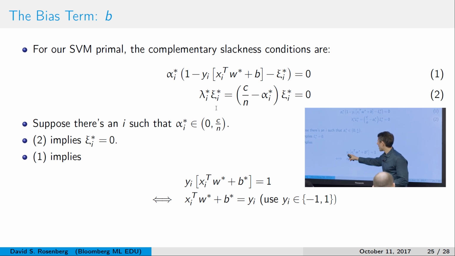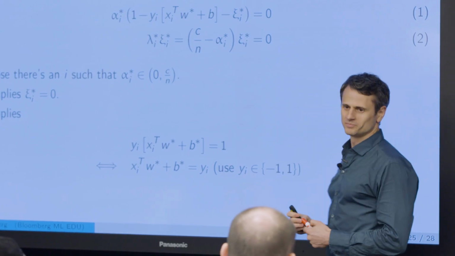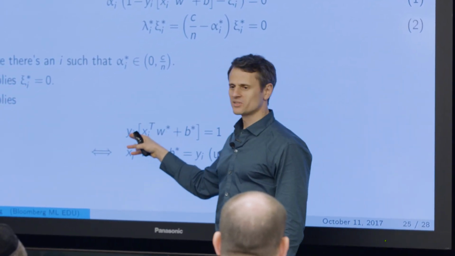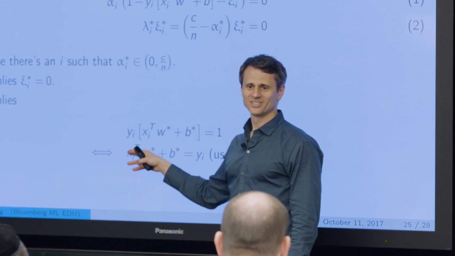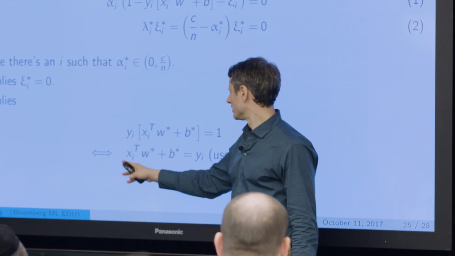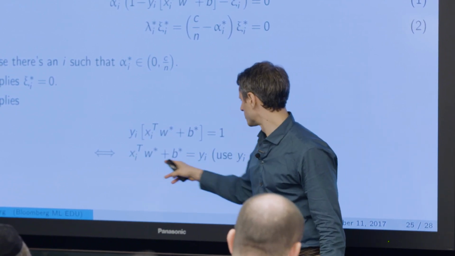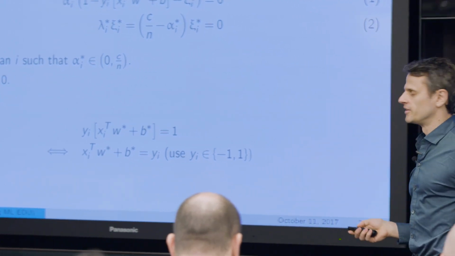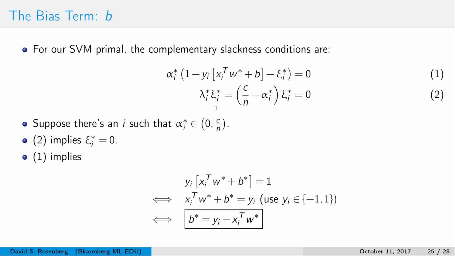If you note that yi is always plus 1 or minus 1, if you multiply both sides of this by yi, yi times itself is always 1, because y is either positive or negative 1. So we get this expression. And that gives us an answer. So b star is yi minus xi transpose w star. All right, so there's an expression for b star.